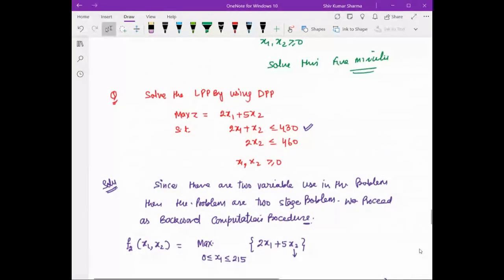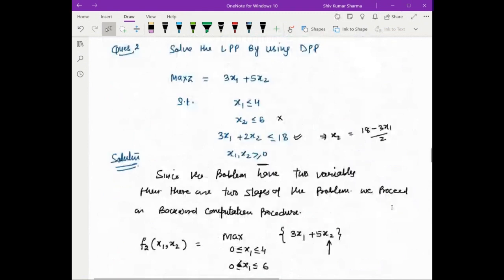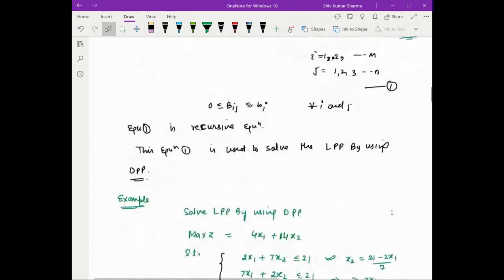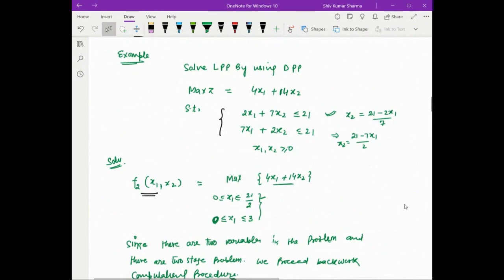In long questions, a question can be given in this form: solve the DPP. Some questions can be asked in this form. When we solve a dynamic programming problem, suppose we consider this problem, how many variables are used? There are two variables, x1 and x2, used in this problem.